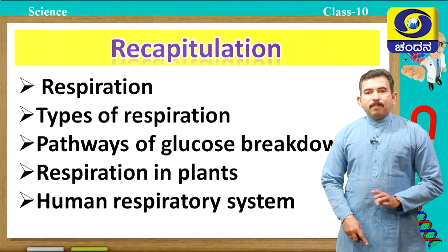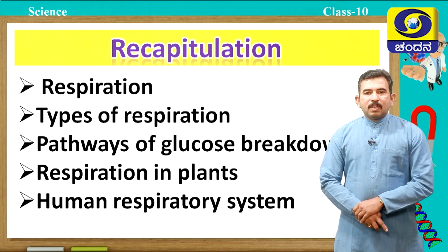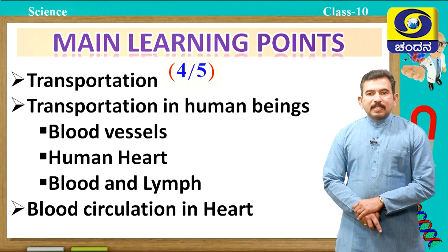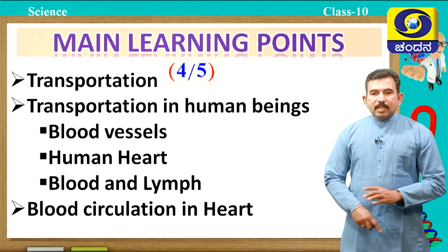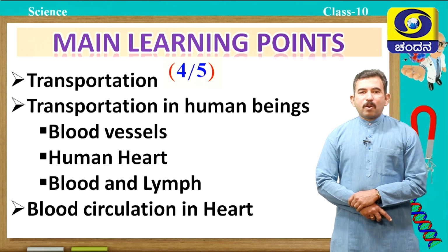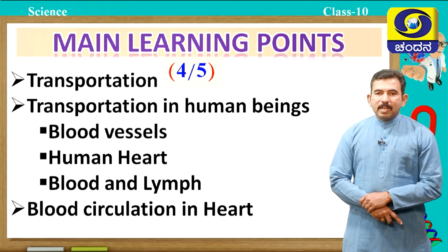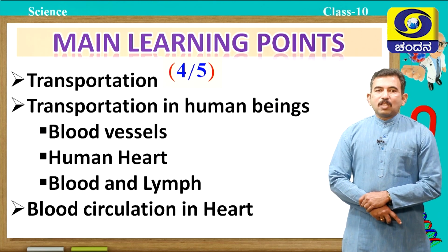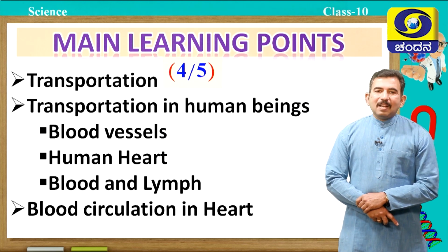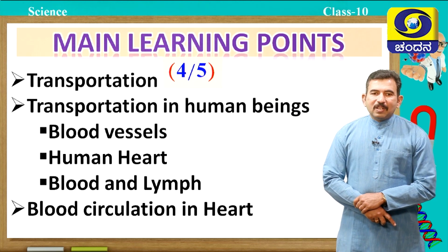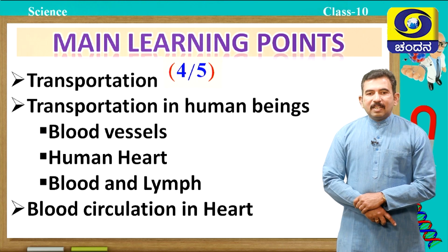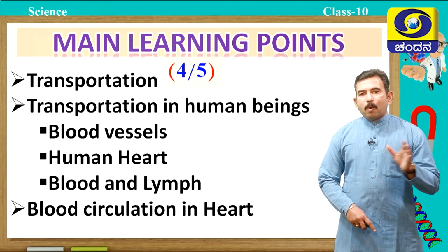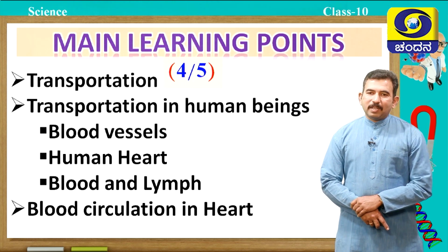Students, today in this fourth session, we are going to mainly discuss transportation. Let us see what are the main points we are going to discuss in this particular session. Transportation, transportation in human beings, types of blood vessels, human heart, blood and lymph, and also blood circulation in heart. These are the main points we are going to discuss in this particular session.